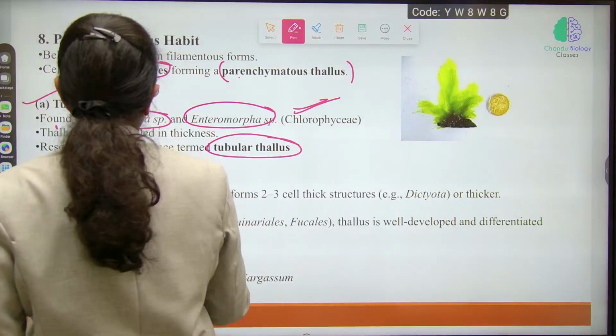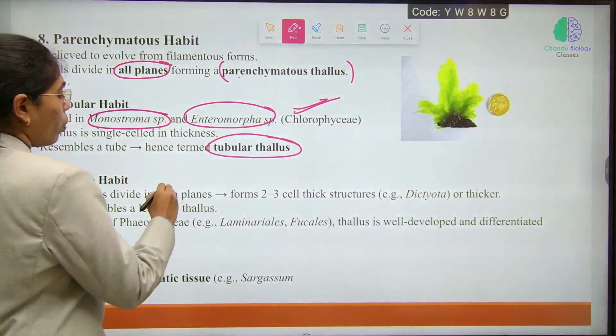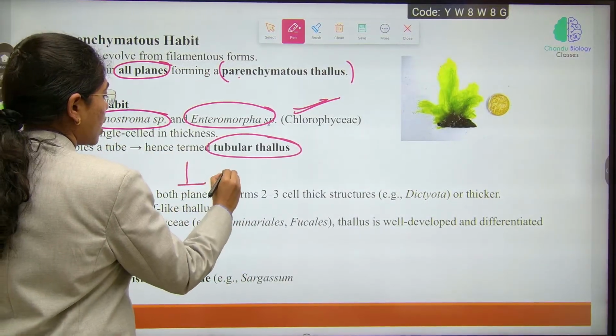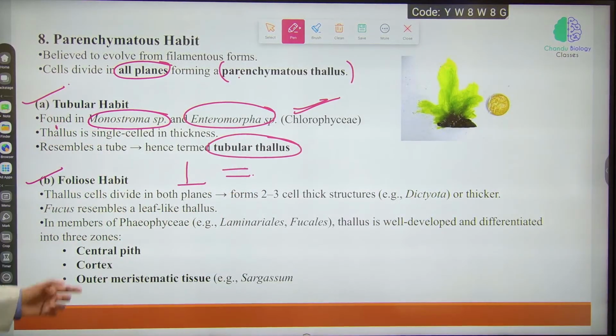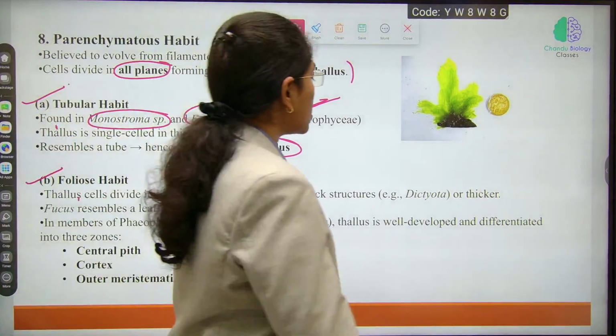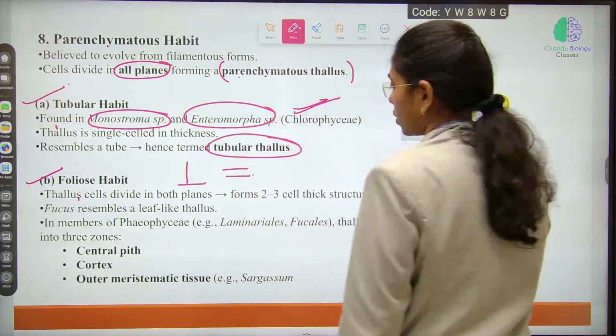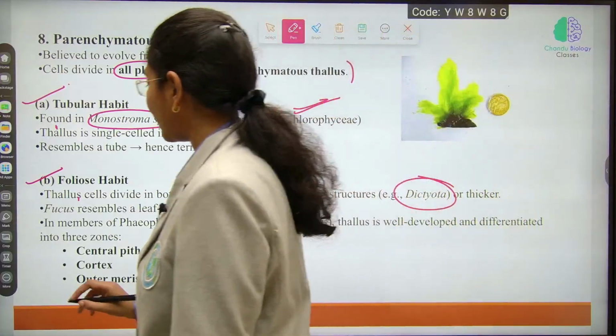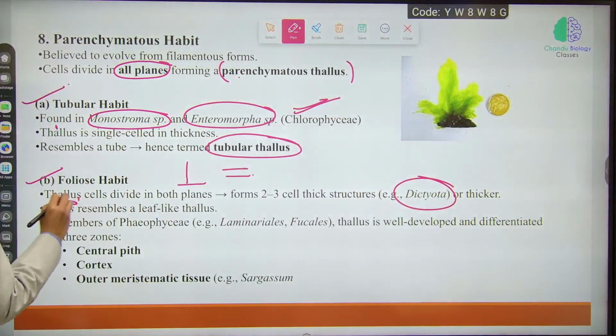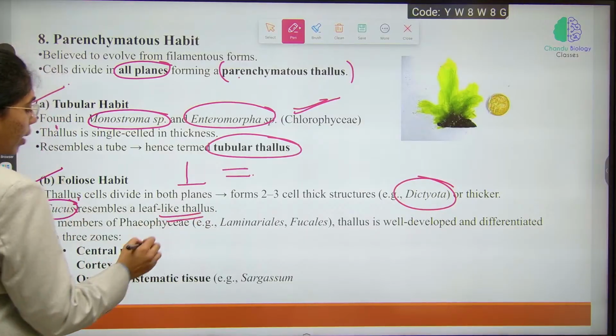Next, foliose thallus. Thallus cells will divide into two planes here. It's both anticlinal divisions and periclinal divisions. So thallus cells divide in both the planes to form 2 to 3 cell thick structures. Example is Dictyota. Fucus here, which is the brown algae which has diplontic life cycle. This resembles what? Leaf-like thallus.